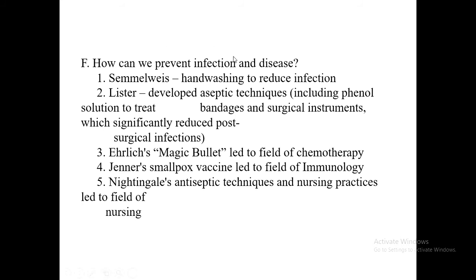How can we prevent infection and disease? As we know, due to some microorganisms or microbial infection, people develop some diseases. So how can we prevent them? How can we prevent the infection or inhibit the disease from occurring? Several ways: hand washing to reduce infection. Joseph Lister developed aseptic techniques including phenol solution to treat bandages and surgical instruments, which significantly reduced post-surgical infections. Ehrlich's magic bullet led to the field of chemotherapy.